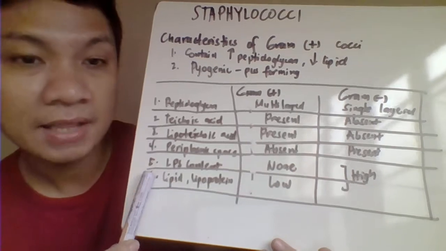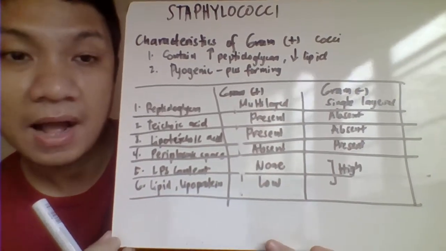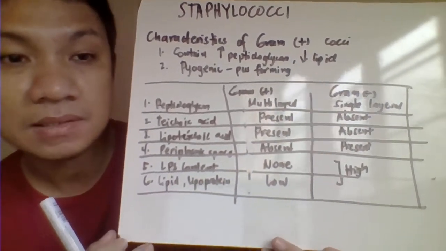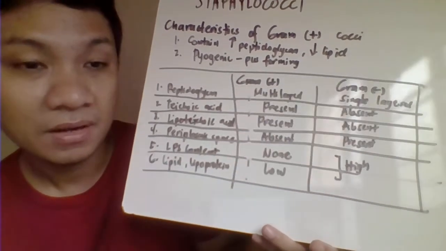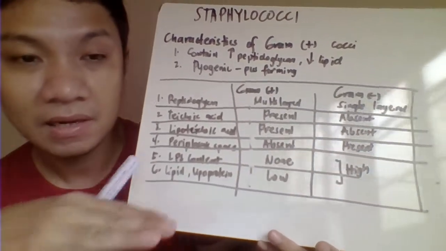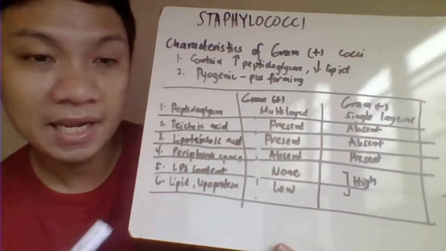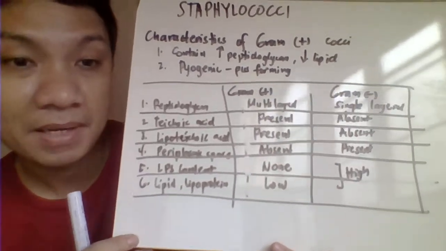Lipopolysaccharide, lipid content: of course, you have a high concentration of lipids among gram-negative compared with gram-positive. Most likely there is little or no lipid content at all for the gram-positive.